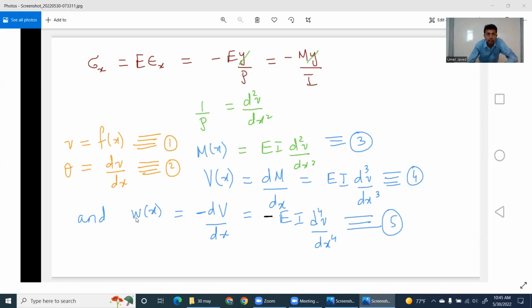Then last but not least, a distributed load is equal to negative dV by dx, which is equal to negative EI d4V over dx to the power 4. Now, it's so much confusing, right?